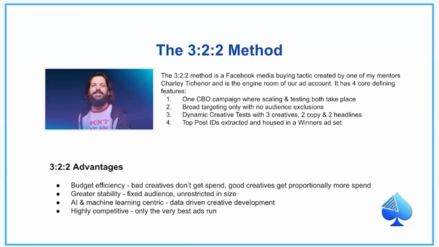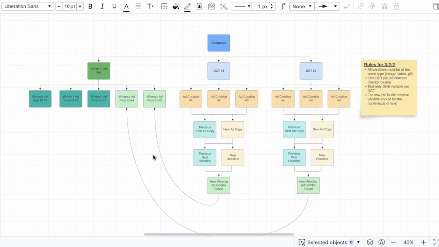So we're going to jump onto another screen. I'm going to show you the 3-2-2 method now. So you can see here, this is what the setup is going to look like. You're going to have your campaign, you're going to have the 2 dynamic creative tests going on, and you're going to have your winner's ad set.